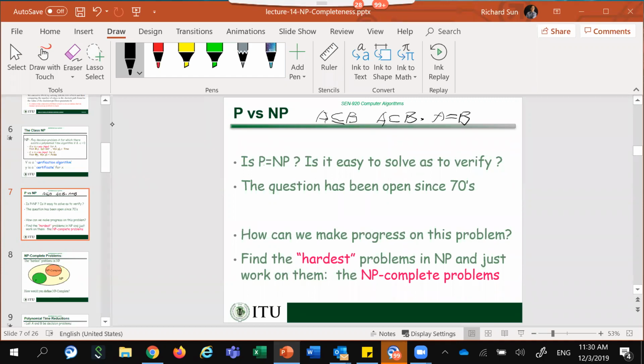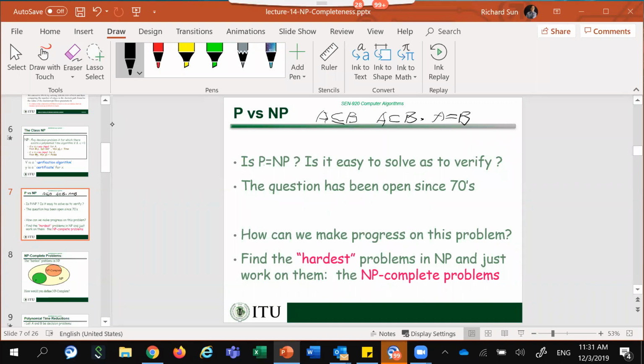But there are still a lot of problems that we want to look at. If this is an open problem for 50 years, how can we actually make progress? What is the right approach to look at this problem and go a little deeper? How can we make progress on this P equal to NP problem?